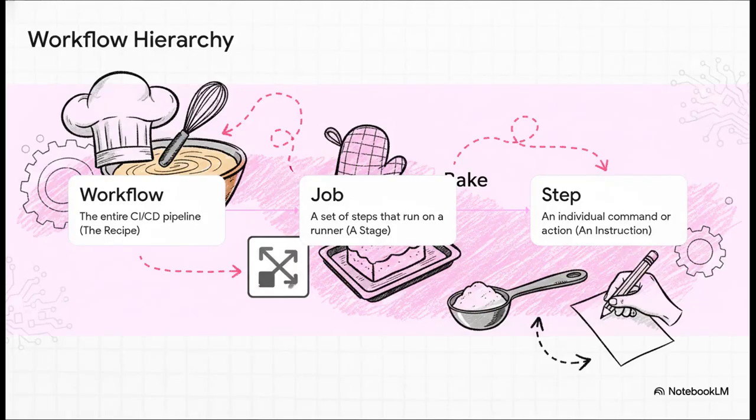So let's just quickly put that all together again. The workflow is the whole recipe. A job is a big stage, like baking. And a step is just one single instruction, like add flour. If you can get this hierarchy in your head, you're halfway there to building your own pipelines.